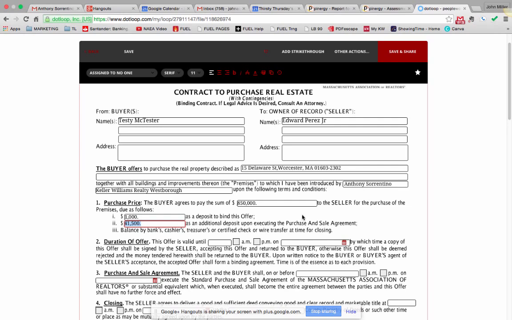Here's the one thing that a lot of new people, and I did this when I was new as well, didn't understand. There's a difference between a down payment and a deposit. These two numbers represent the deposit, okay?